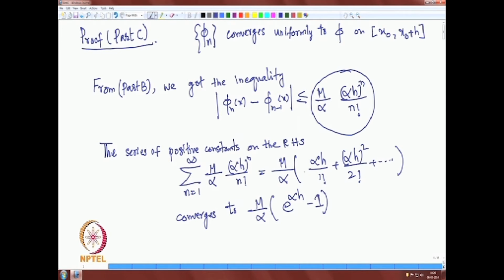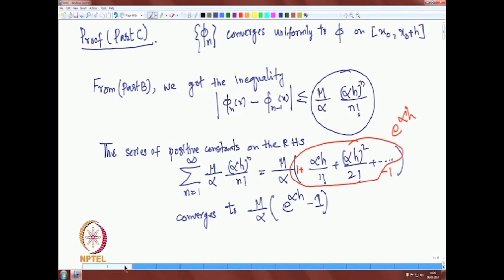See, in this series, if you add 1 and if you subtract that 1, this summation is e to the power alpha h, and subtracting 1, you get M by alpha times (e to the power alpha h minus 1). So, the right hand side term, as a series, converges to this quantity.